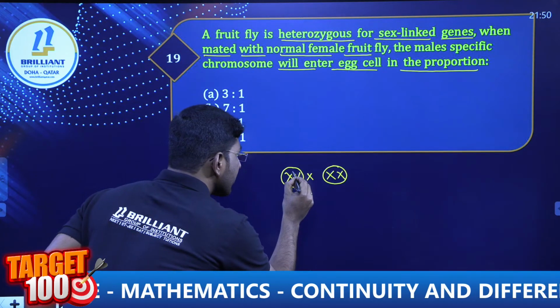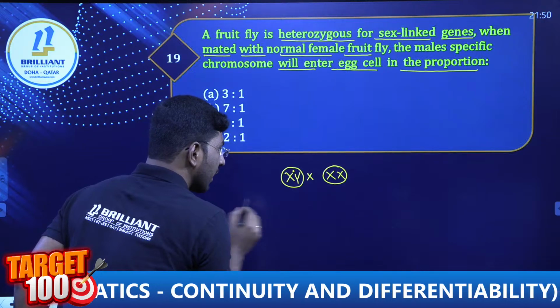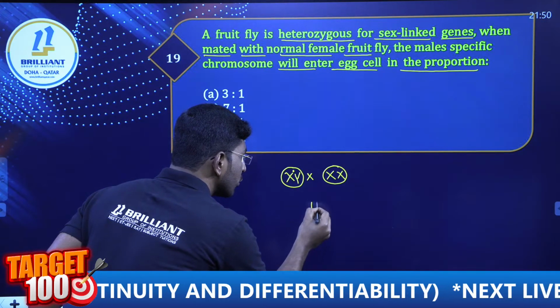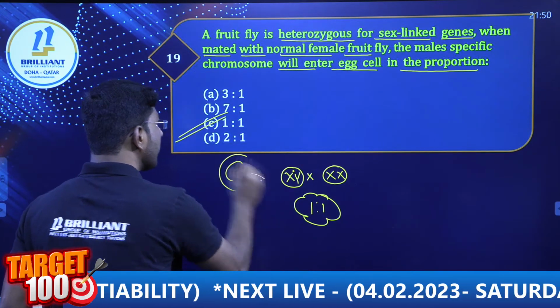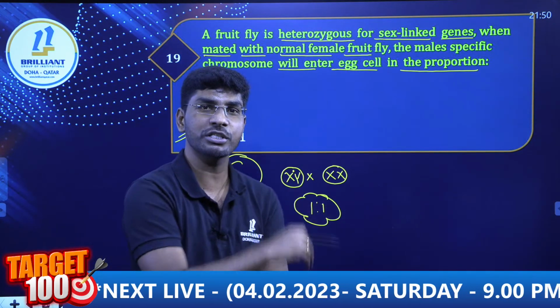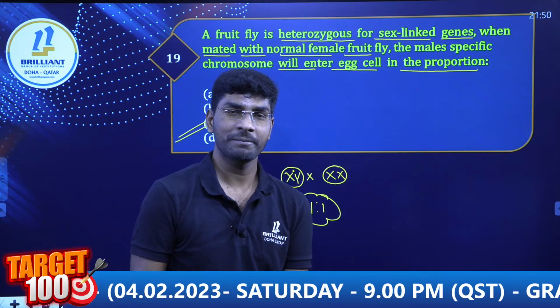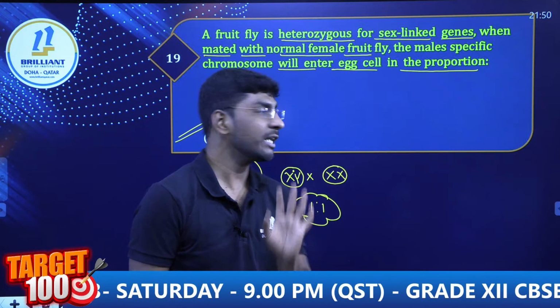Now it is a problematic gene. Let me represent this problematic gene here. I can write it. Tell me, 1:1, right? A 1:1 ratio it will be. So the answer is option C. How simple a question it is. 50-50 percentage. Next question.